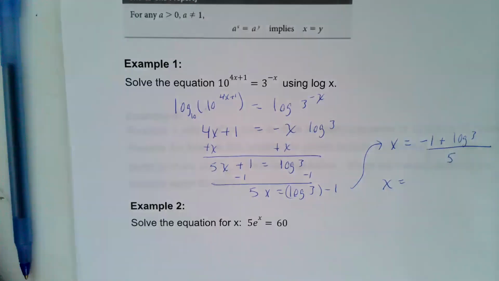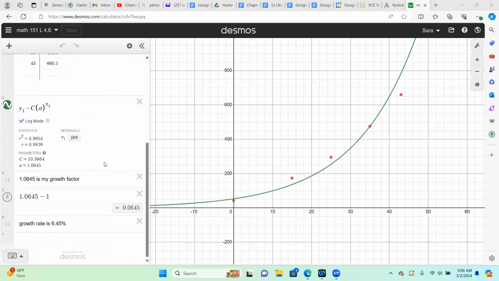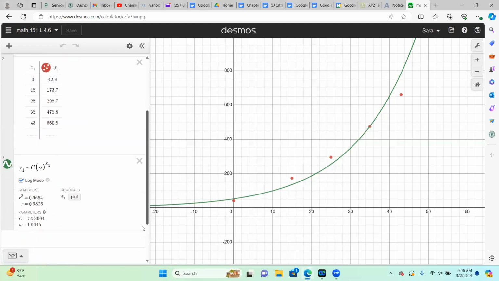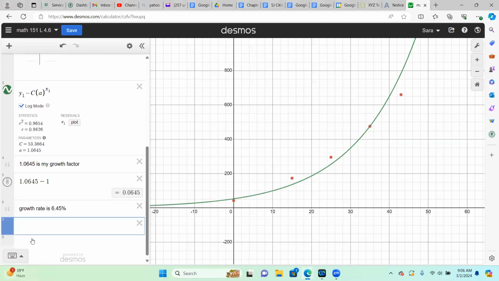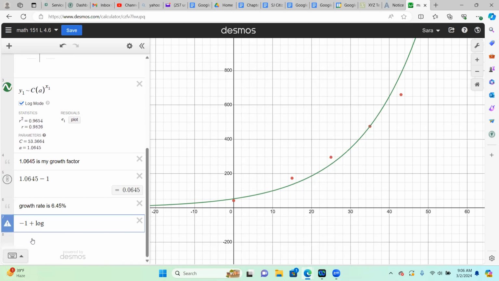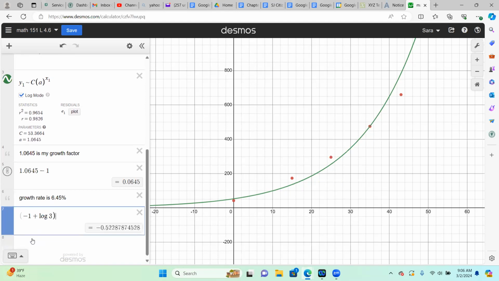And you could simplify that in Desmos. Just type it in any old thing. So negative 1 plus log of 3, parentheses, divided by 5. So that comes out to be approximately negative 0.105.